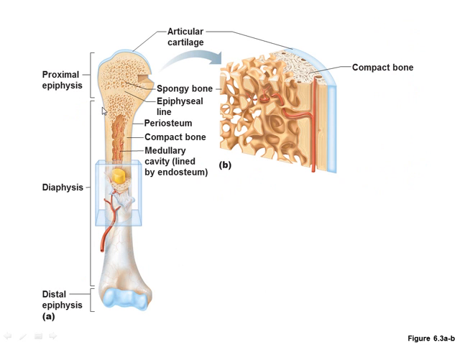Here's my diaphysis, my shaft, and you can see you have compact bone around a space or a cavity, and the cavity is where the marrow is. The epiphysis, these widened ends, they have that compact bone with spongy bone in the middle.